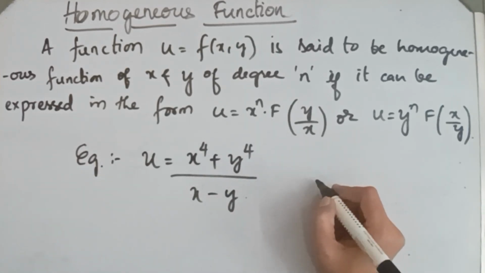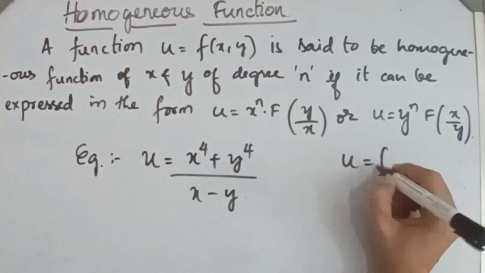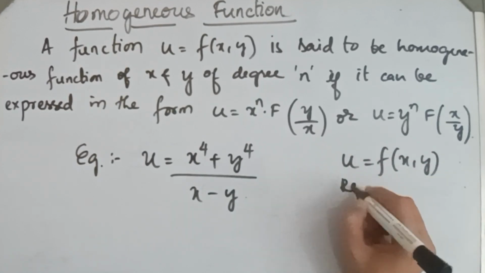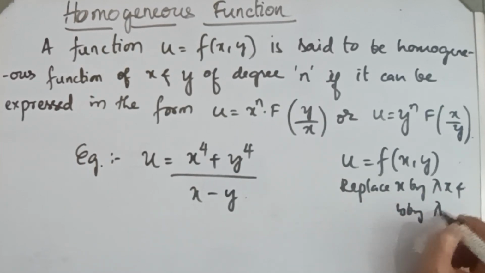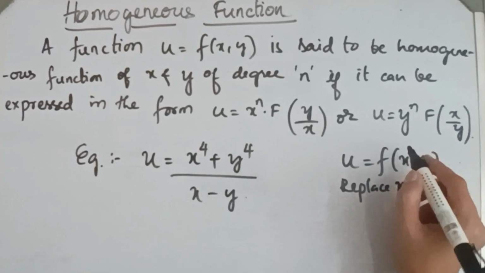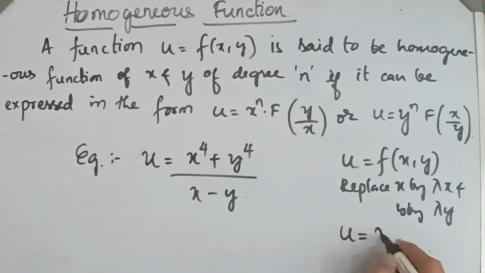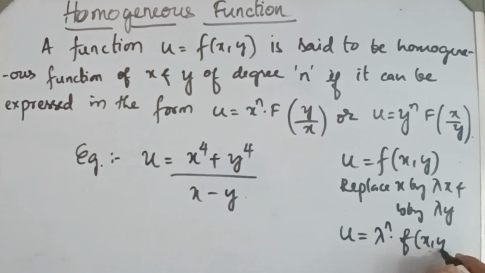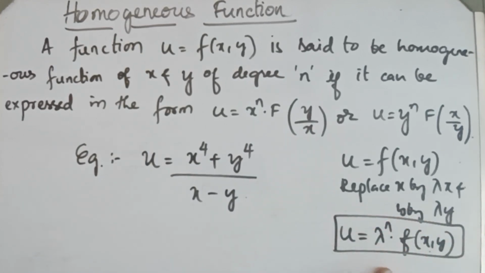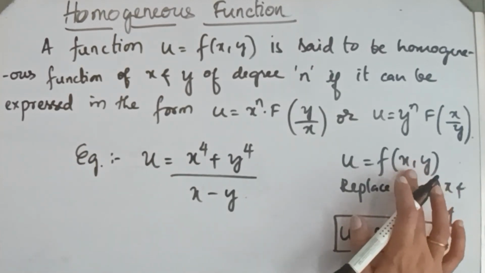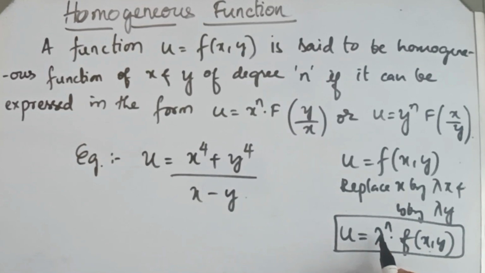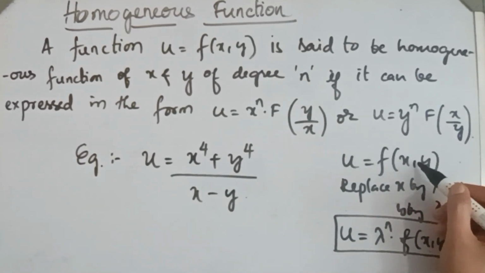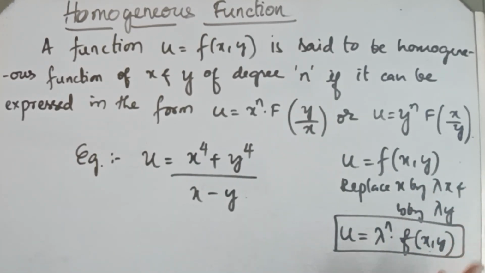One more way to prove the function is homogeneous, if you have u equal to f of x comma y, then you have to replace x by lambda x and y by lambda y. Then if you could write the given function as u equal to lambda power n into f of x comma y, then we call that function as homogeneous function of degree n. Replace x by lambda x and y by lambda y. So in case if you can write it as lambda power n into f of x comma y, lambda power n into the given function itself, then we call such function as a homogeneous function.